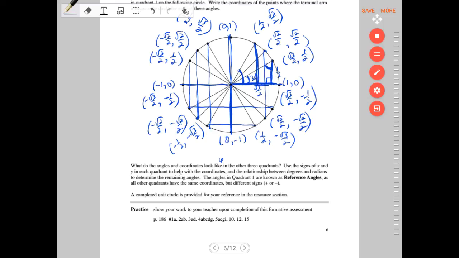Okay, so when we have angles in quadrant 1, they are known as reference angles. The reference angles help us to figure out the coordinates for everybody else. So technically, you just have to remember what the angles and the coordinates are in quadrant 1, and then just use that to reflect, as I did, into the other 3 quadrants to figure out the coordinates there. Again, lots of practice with this will make you proficient at it and will definitely help you down the road.